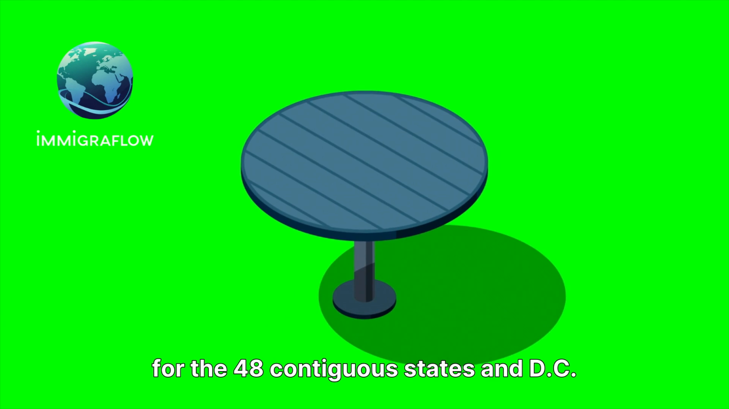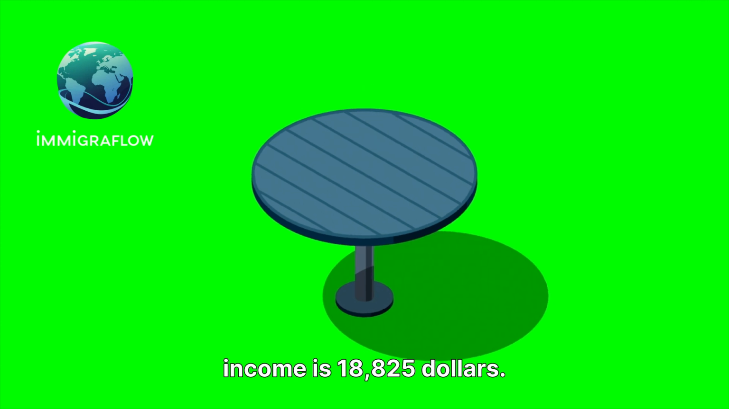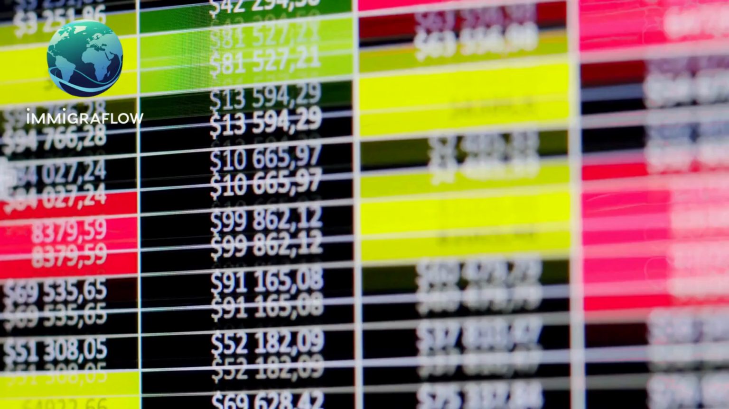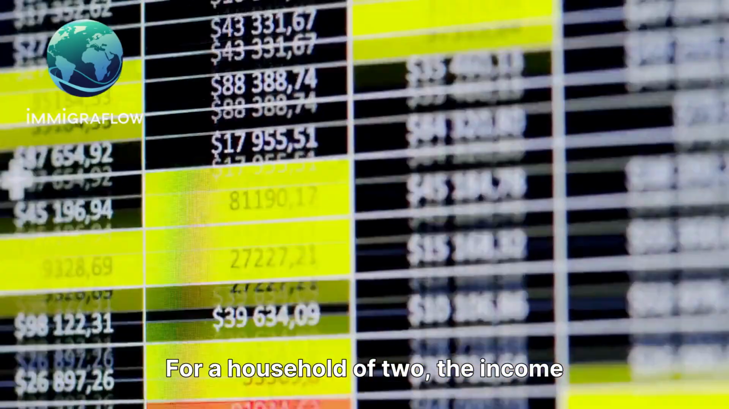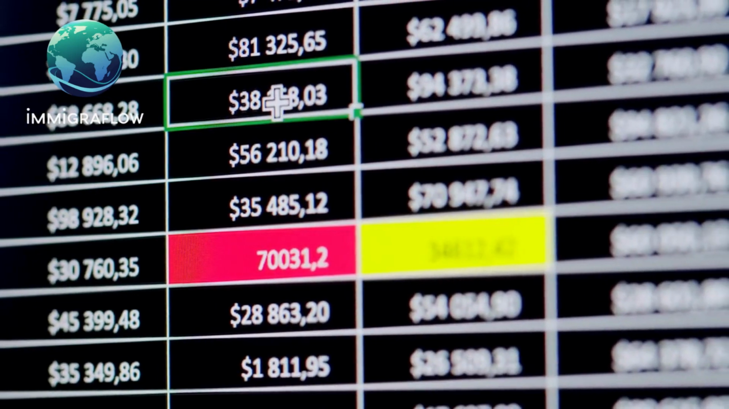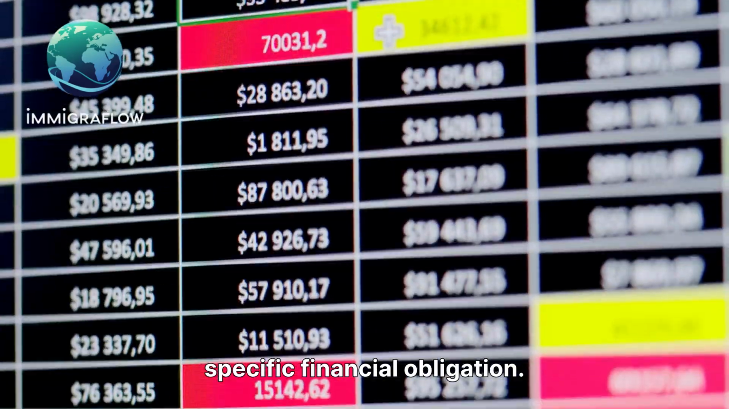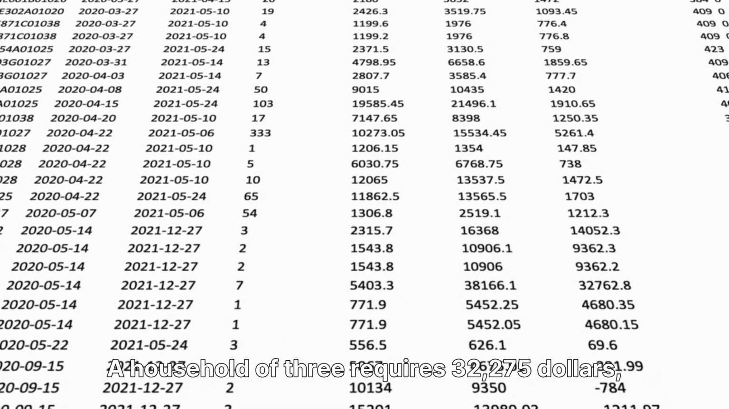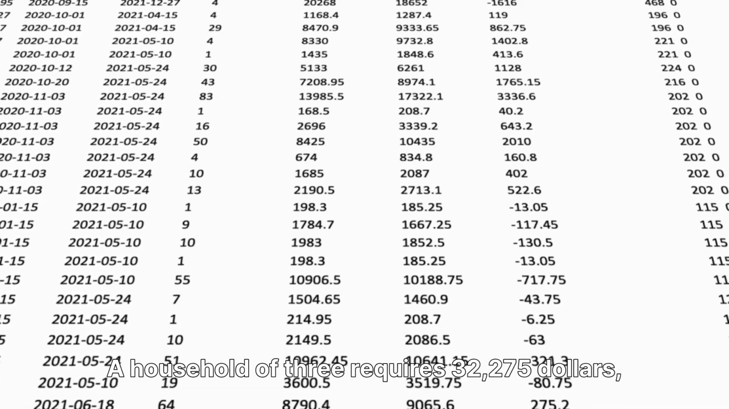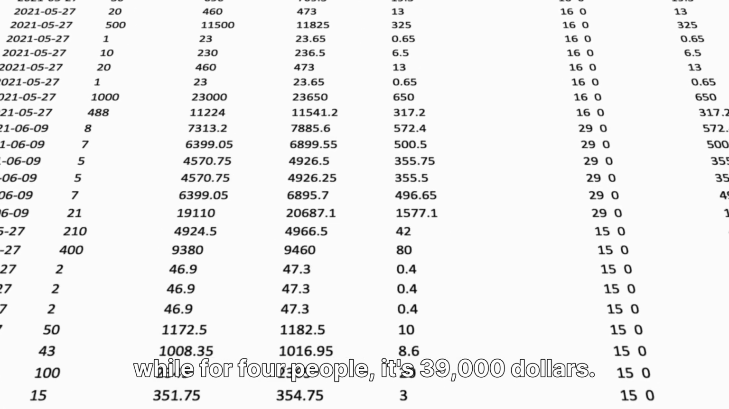Let's break down the 2024 poverty guidelines for the 48 contiguous states and D.C. For a household of one, the required income is $18,825. For a household of two, the income requirement rises to $25,550. This table is essential for determining your specific financial obligation. A household of three requires $32,275, while for four people, it's $39,000.